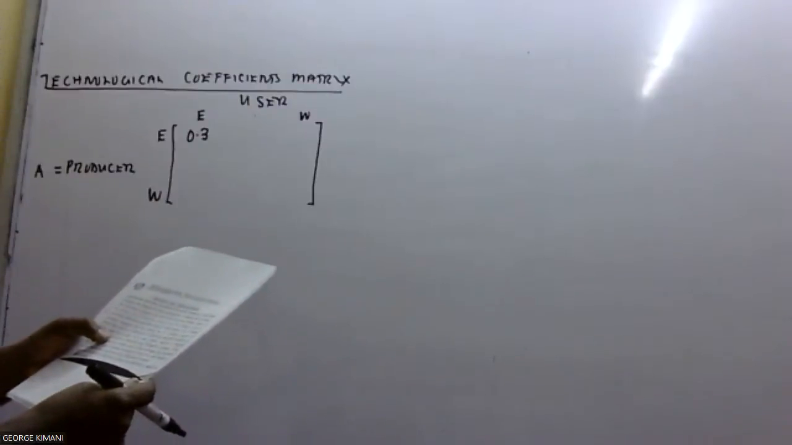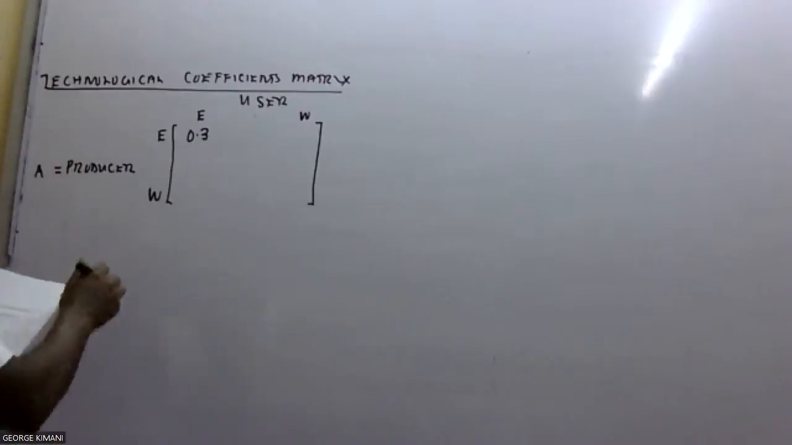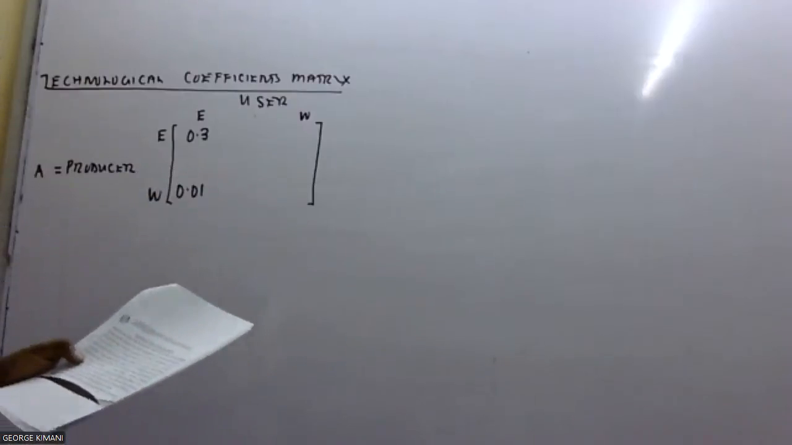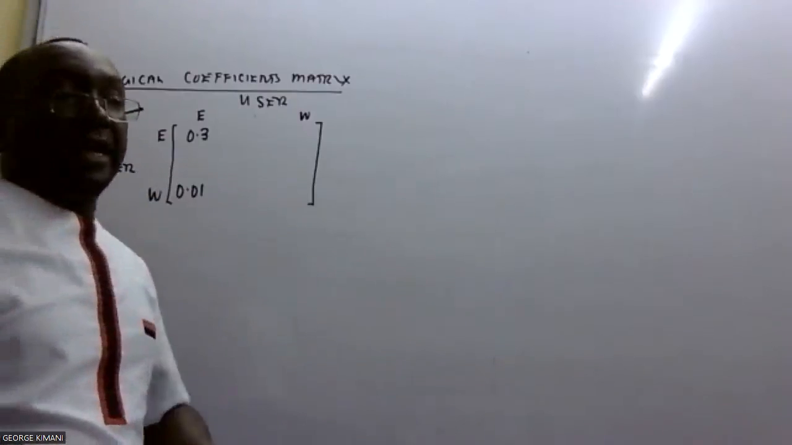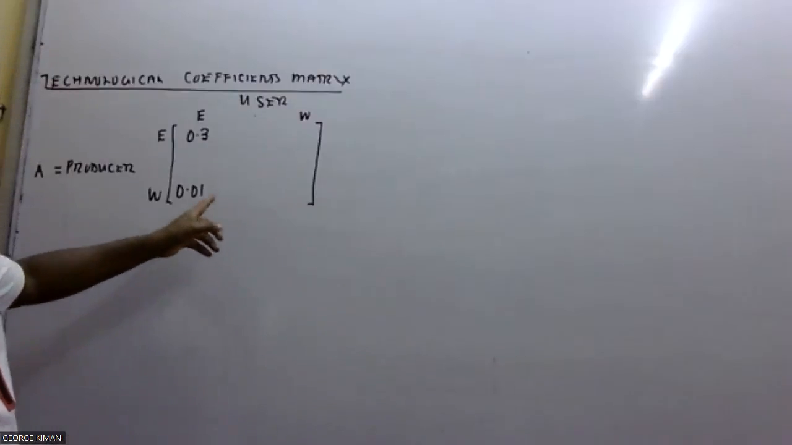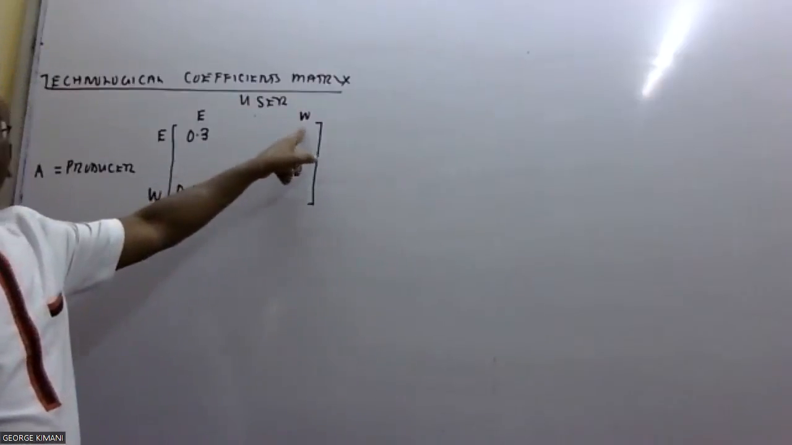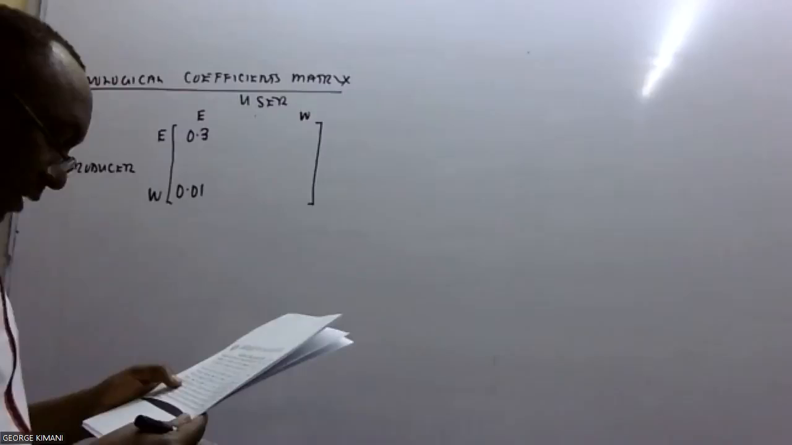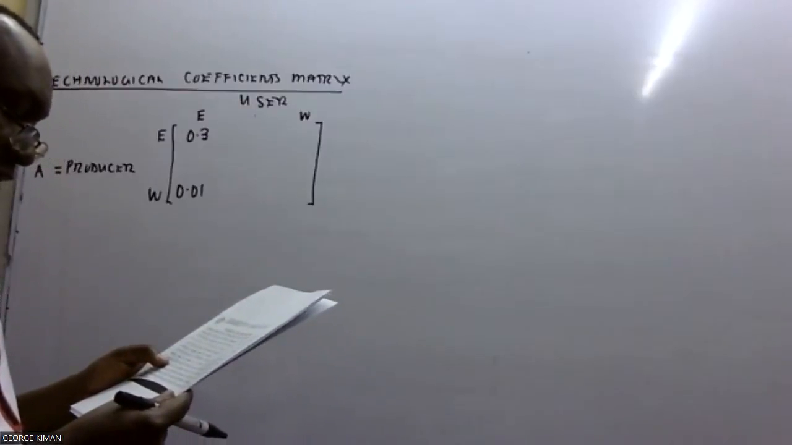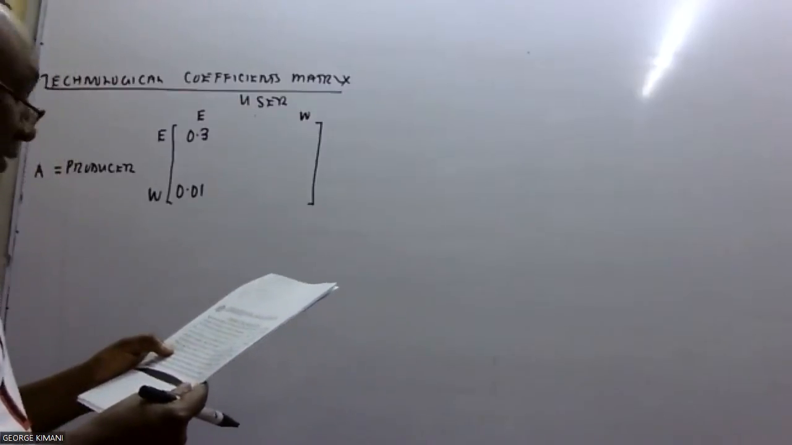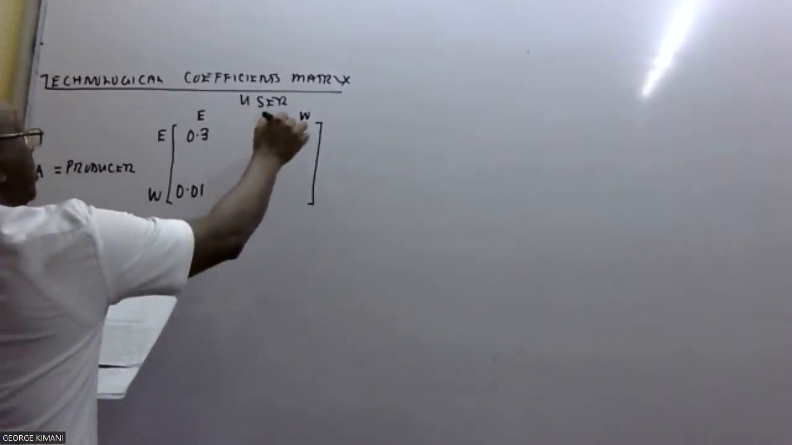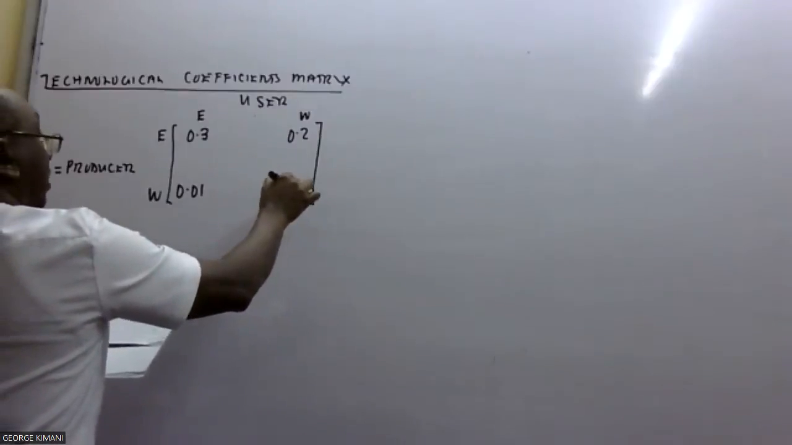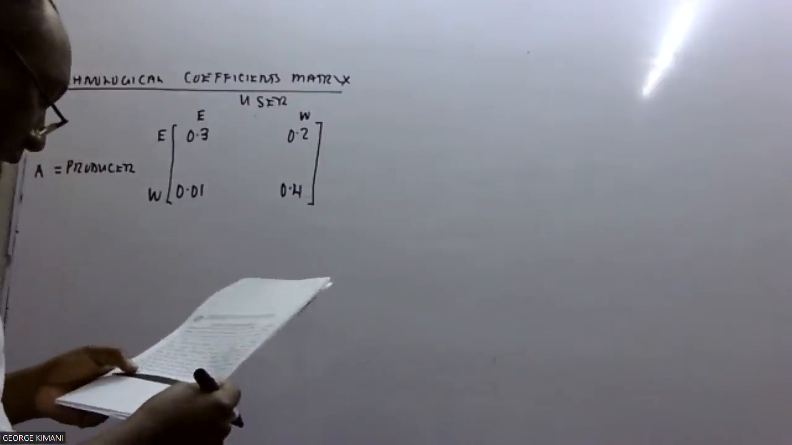Add 0.01 worth of water. So that is right up at 0.01. Then the other one, and production of each $1 worth of water requires 0.2 of electricity. And hapa na huyu mwingine 0.4 of water. That is a technological coefficient matrix.